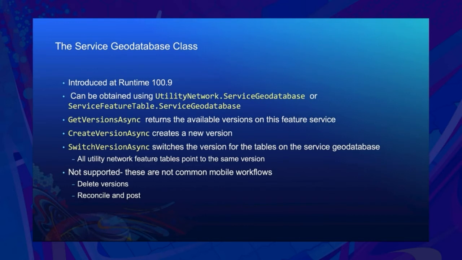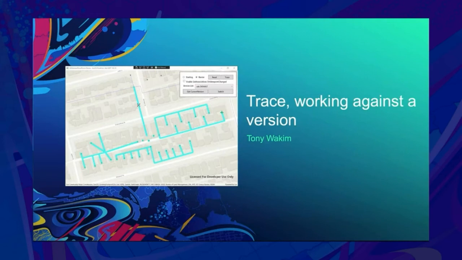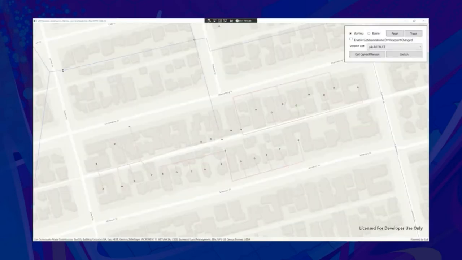So some versioning functionality that we don't support in runtime. We don't support the ability to delete a version, and we don't support the ability to reconcile and post. And quite frankly, we don't see these as common mobile workflows. We see these as things that take place back in the office. So to demonstrate how this works, I'm going to turn things over to Tony, and he's going to do a trace against default and against the version, and then show the code for both the trace and for switching the version.